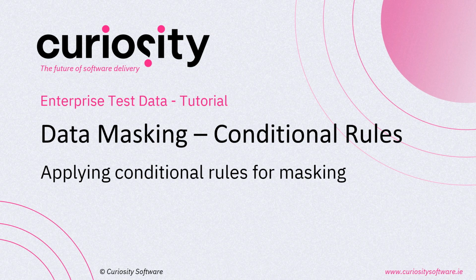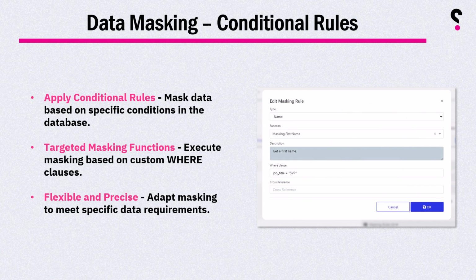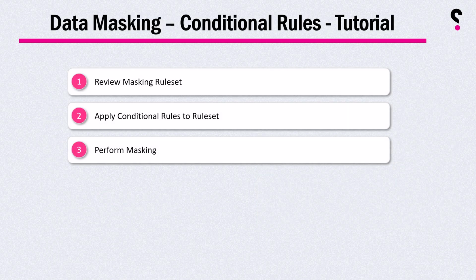In this enterprise test data tutorial, we're going to look at applying conditional rules when using masking. Conditional rules allow you to mask the data based on specific conditions in the database. This means you can execute masking based on custom where clauses. In this tutorial, we're firstly going to look at an existing masking rule set. We're then going to apply conditional rules to the rule set, and thirdly, we're going to perform masking.